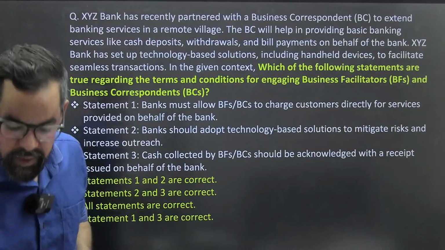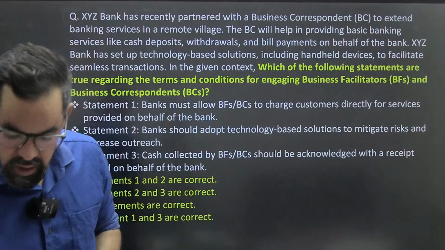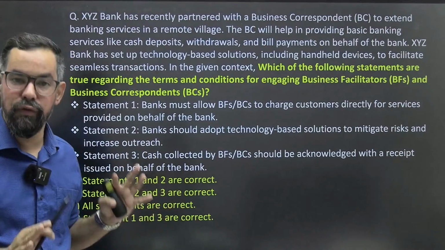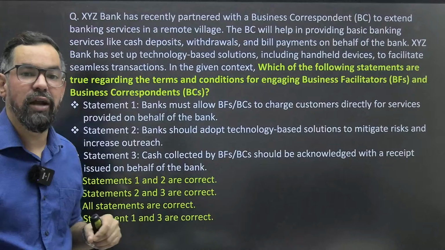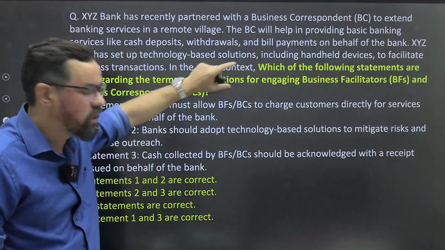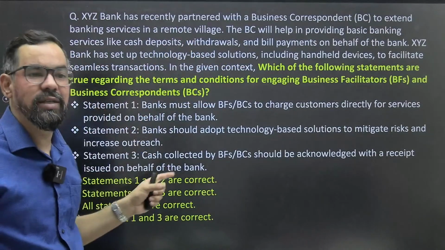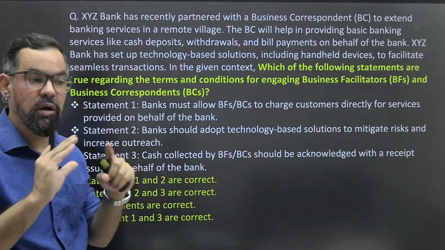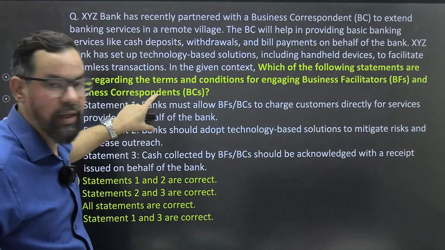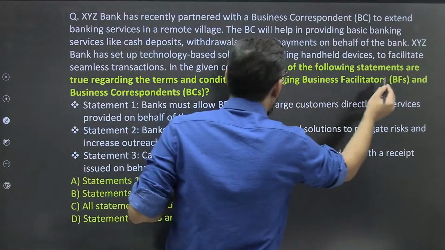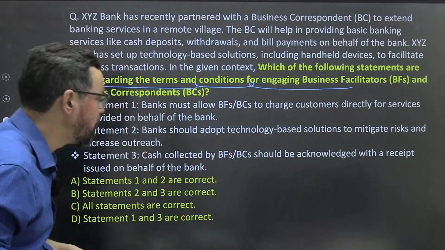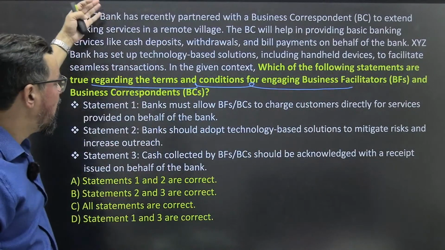So we have been given one application-based question. You will see this kind of question for sure, and it will be for 1 mark. What you have to do in these kinds of questions: first, read the question. 90% of the time, with the question itself, you will be able to answer. In some cases, where you do not have an idea about the topic or subtopic being asked, you have to go through the complete story. So first: which of the following statements are true regarding the terms and conditions for engaging business facilitator and business correspondent? Now we do not need this part.